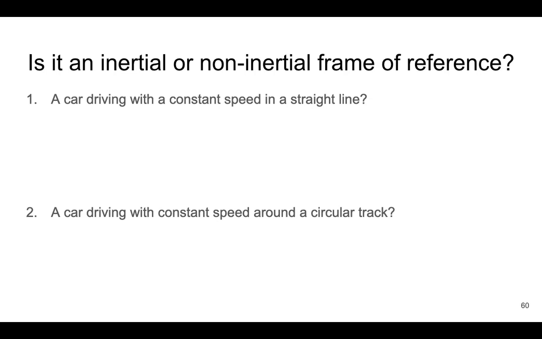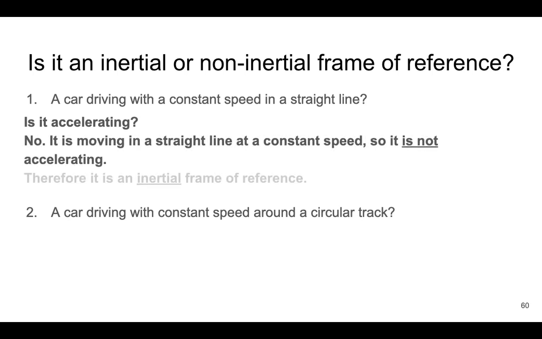So ask yourself, are these frames of reference inertial or not inertial? So the first case, we have a car driving with a constant speed in a straight line. Is that inertial or non-inertial? Well, you have to ask yourself this question to figure that out. Is it accelerating? This is the question that gets at the heart of this idea. So a car going at a constant speed in a straight line. Well, it's got a constant speed, so the magnitude of the velocity is not changing, and it's going in a straight line, so the direction of the velocity is not changing. Therefore, the velocity is not changing, so it is not accelerating, so it is inertial. So yeah, not accelerating means inertial frame of reference. This is the good kind.